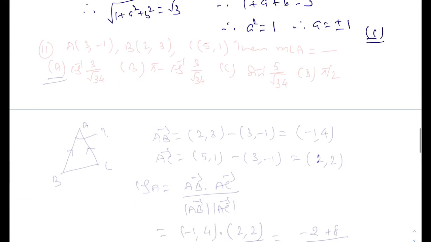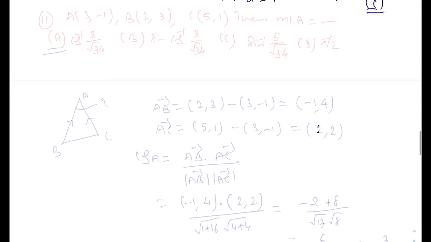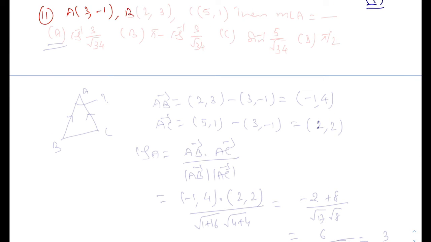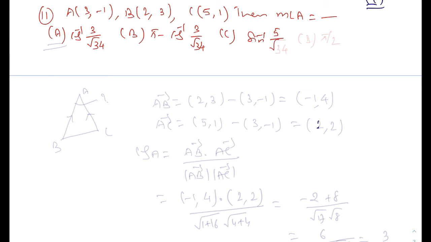Next, the triangle has vertices A (3, minus 1), B (2, 3), C (5, 1). Question is, the measure of angle A is blank. Options are cosine inverse 3 upon root 34, pi minus cosine inverse 3 upon root 34, sine inverse 5 by root 34, and pi by 2.